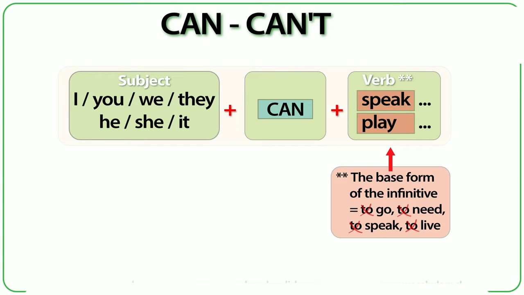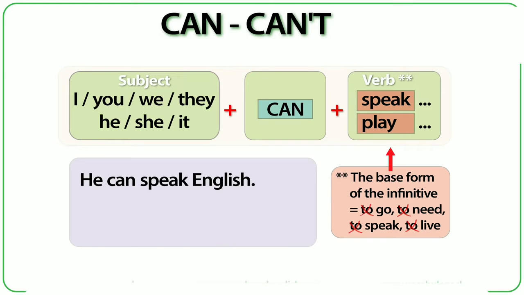Why is there no S at the end? Because the verb is in the base form of the infinitive. The infinitive is to go, to need, to speak, to live. For the base form of the infinitive, we remove the to part. I can to go? No, I can go.